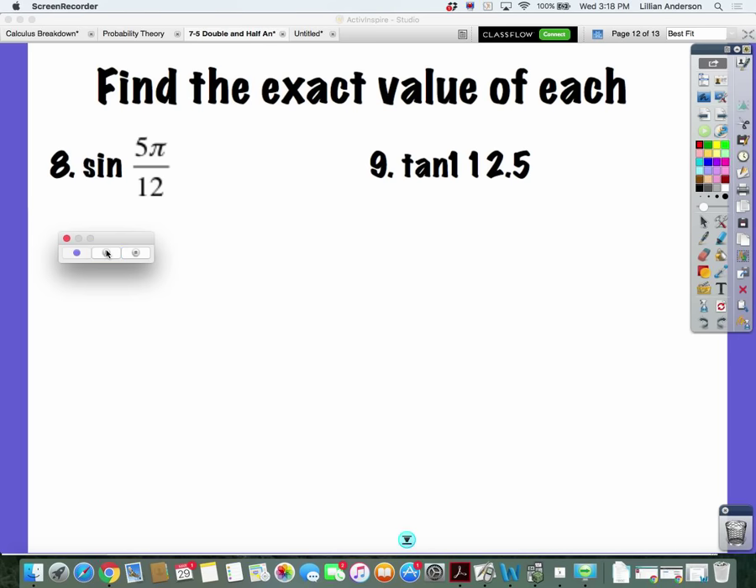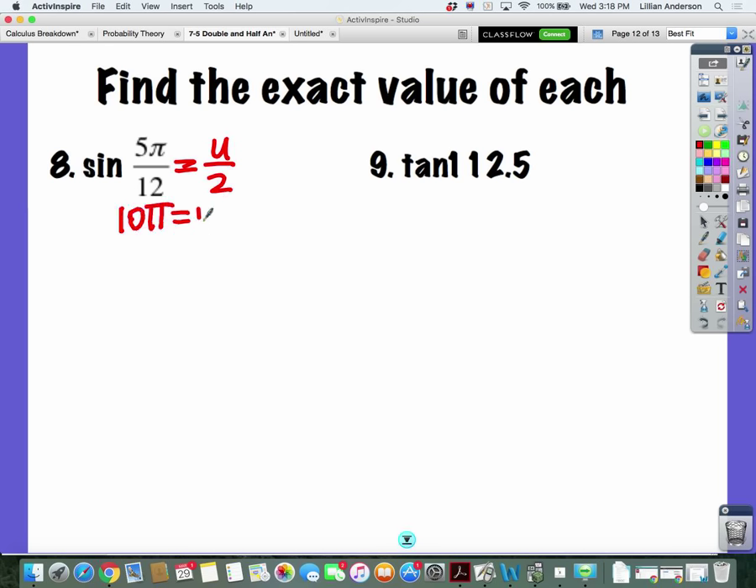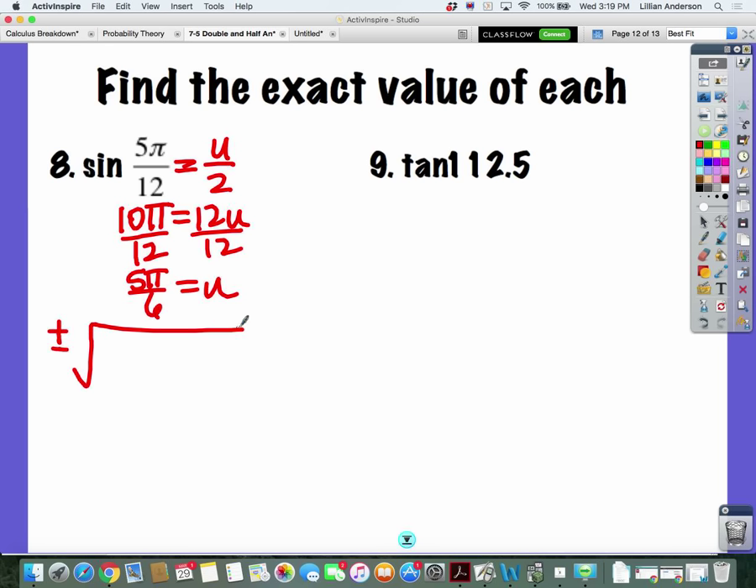Here's one with sine, okay? So again, you take the angle, and you set it equal to u over 2. Cross multiply, and then divide. This reduces down to be 5 pi over 6. So that's the angle that you use to plug into the identity. So it's going to be plus or minus the square root of 1 minus cosine 5 pi over 6, all over 2. Now before we go any further, where is 5 pi over 12, the original angle, located?